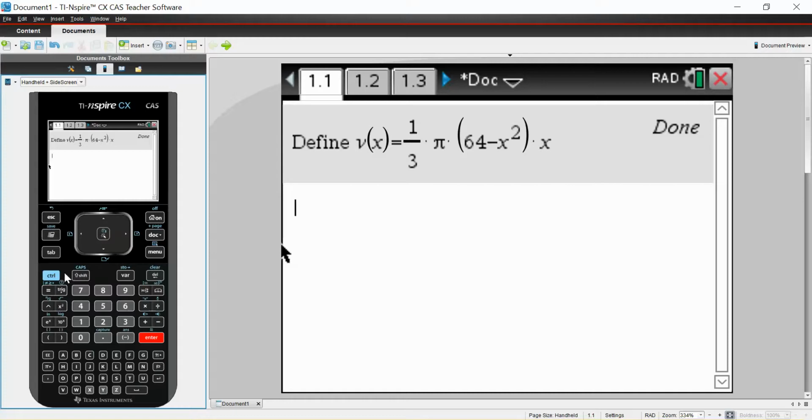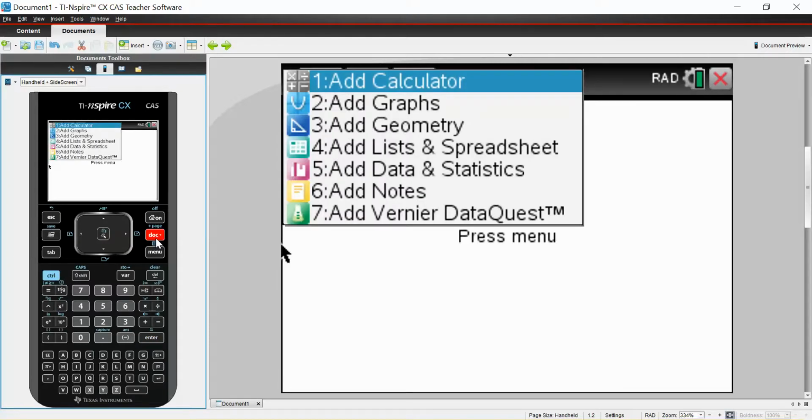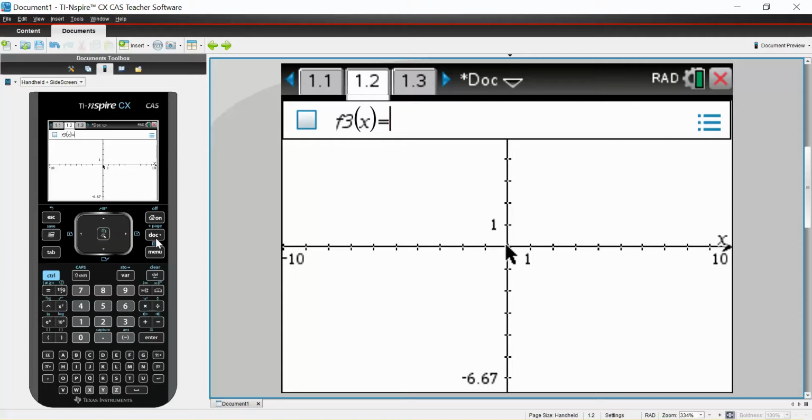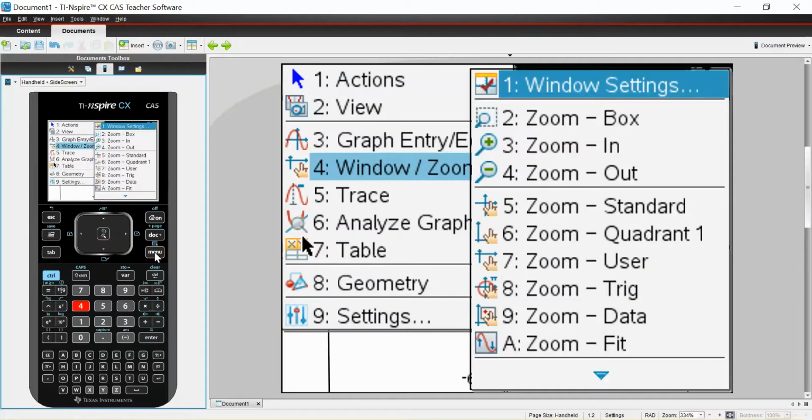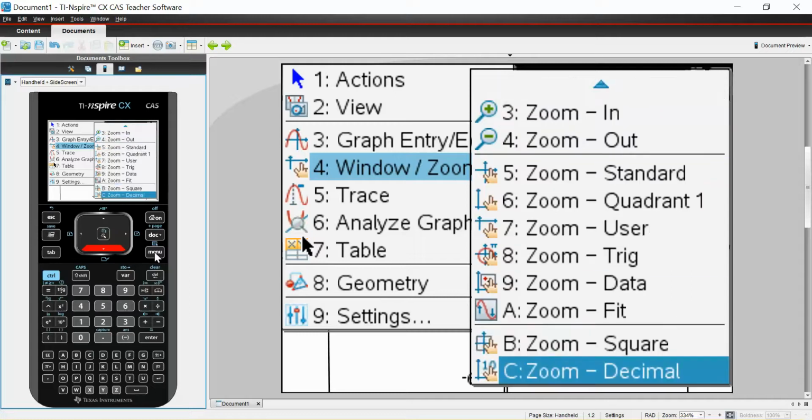Now again, remember you can do Control Doc, which adds a page, and you go to Graphs, number 2. And type in v of x. Now, remember, I only taught you 3 ways to rearrange the graph so that you can see it better. Now, notice it's too big. You can't see the graph, right? Now, I'll show you the 3 ways again. I always go to Menu, 4, Zoom Fit, which is the last one. It's A, okay? Zoom Fit.